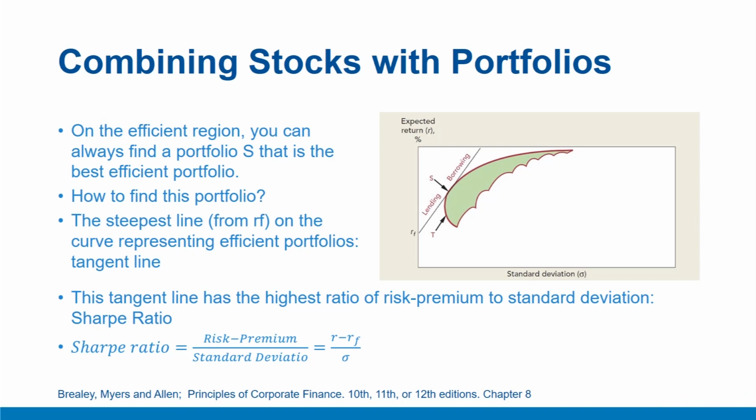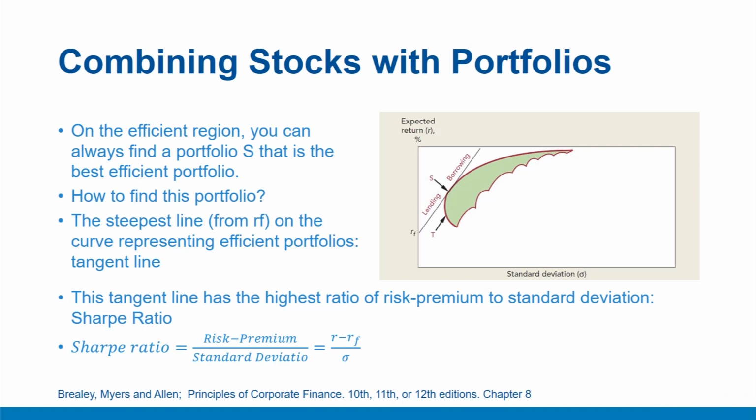But how to find this portfolio? For example, if we have the data about all the efficient portfolios on the efficient frontier, we can plot their different risk-return combinations. One can plot the steepest line from RF on the curve as shown here representing the efficient portfolios. This line will be tangent to the efficient portfolio curve. This portfolio has a very important mathematical property. It has the highest ratio of risk premium to standard deviation. This ratio is often called the Sharpe ratio.